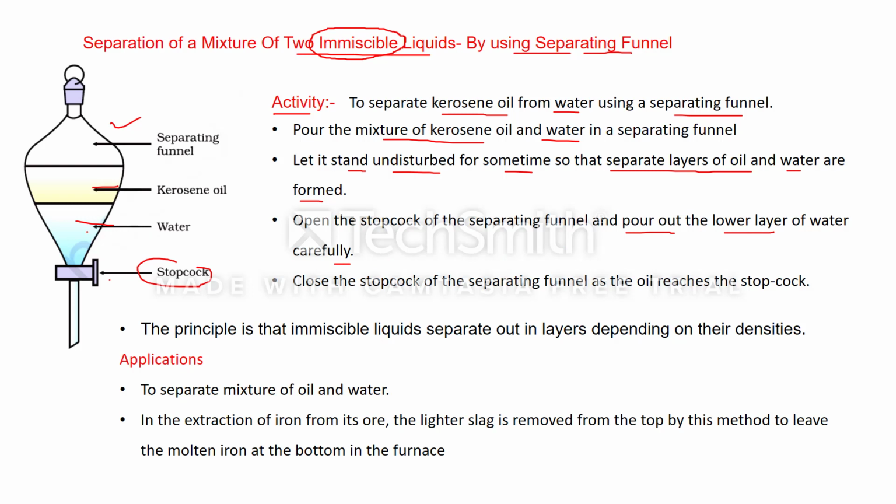This layer will come, and as soon as this layer comes to this level, when this part comes to this, clear, then close the stopcock. Close the stopcock of the separating funnel as the oil reaches the stopcock. Clear. Now what is the principle of this? Immiscible liquids separate out in layers depending on their densities.